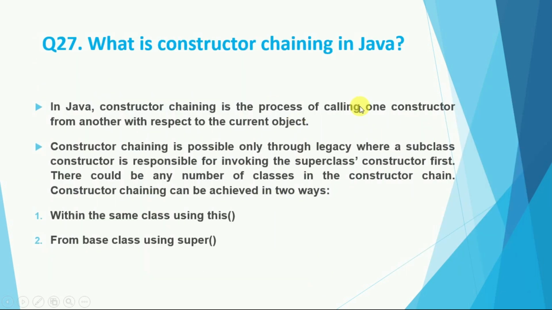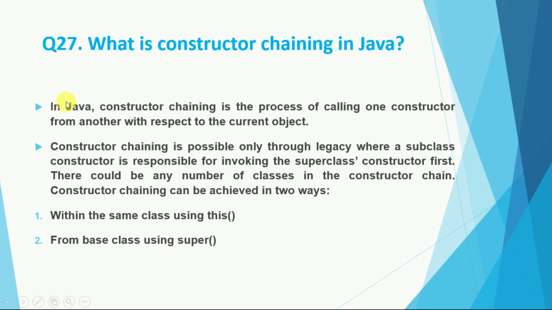So next is, what is constructor chaining in Java? We already discussed constructors, but what is constructor chaining in Java? In Java, constructor chaining is a simple process of calling one constructor from another with respect to the current object. Constructor chaining is possible only through inheritance.